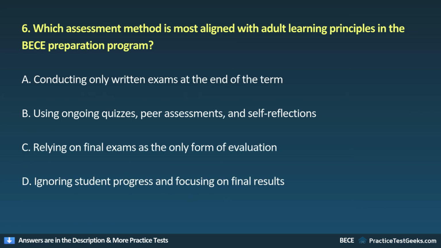6. Which assessment method is most aligned with adult learning principles in the BECE preparation program? A. Conducting only written exams at the end of the term. B. Using ongoing quizzes, peer assessments, and self-reflections. C. Relying on final exams as the only form of evaluation. D. Ignoring student progress and focusing on final results.